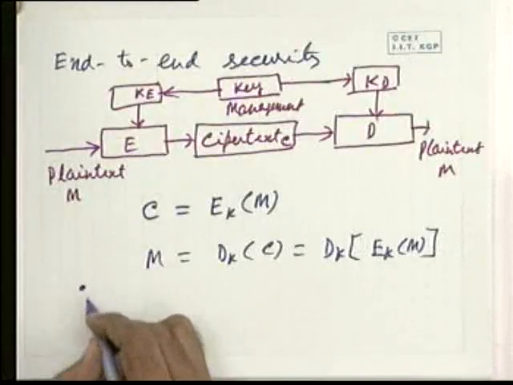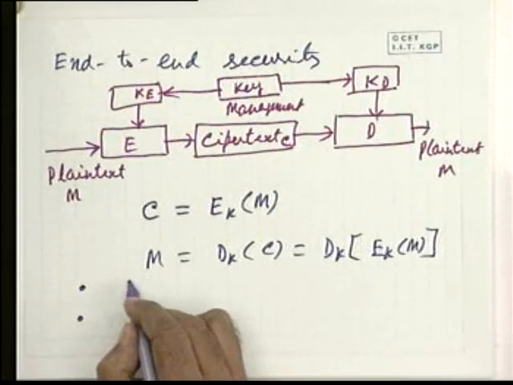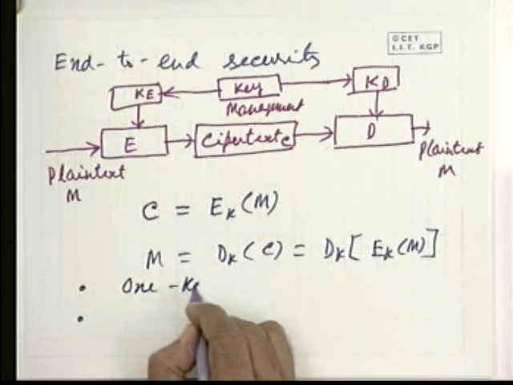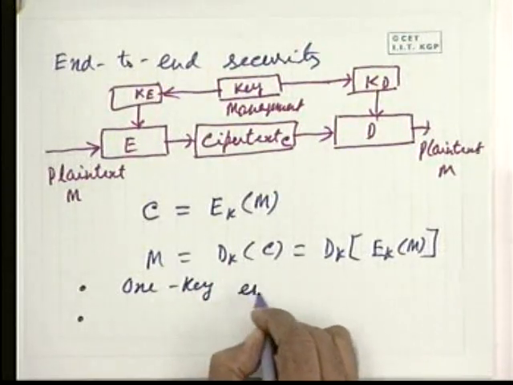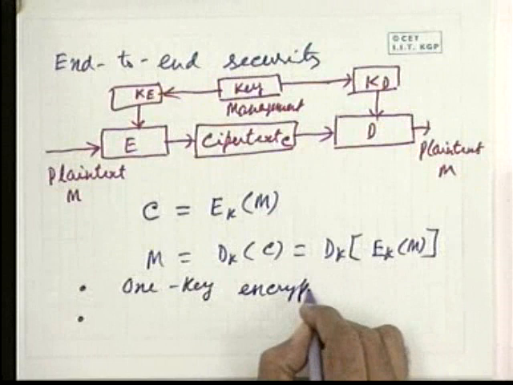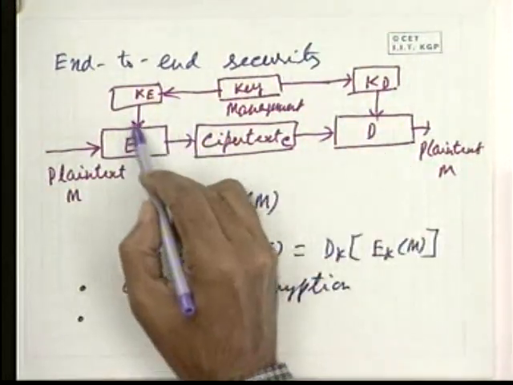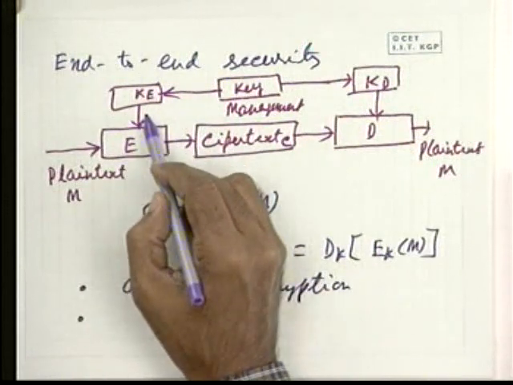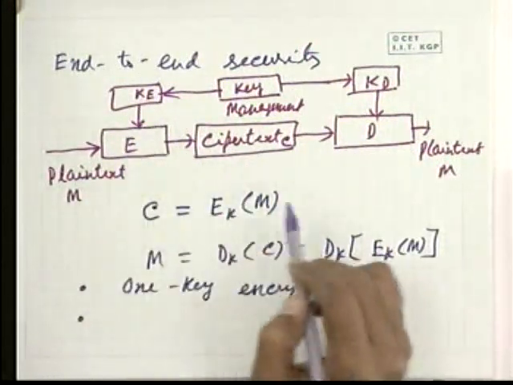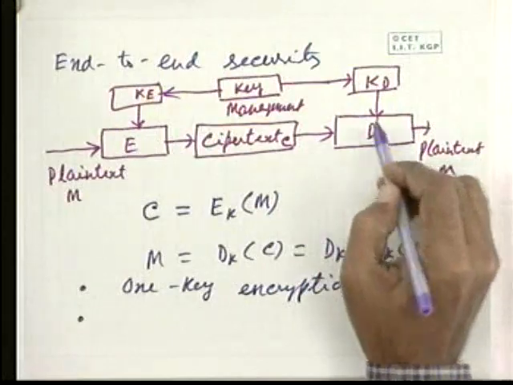There are basically two approaches. One is known as one key encryption. In this, the key used at the transmitting end for encryption and the key used for decryption are the same, and this is known as the symmetric encryption technique.